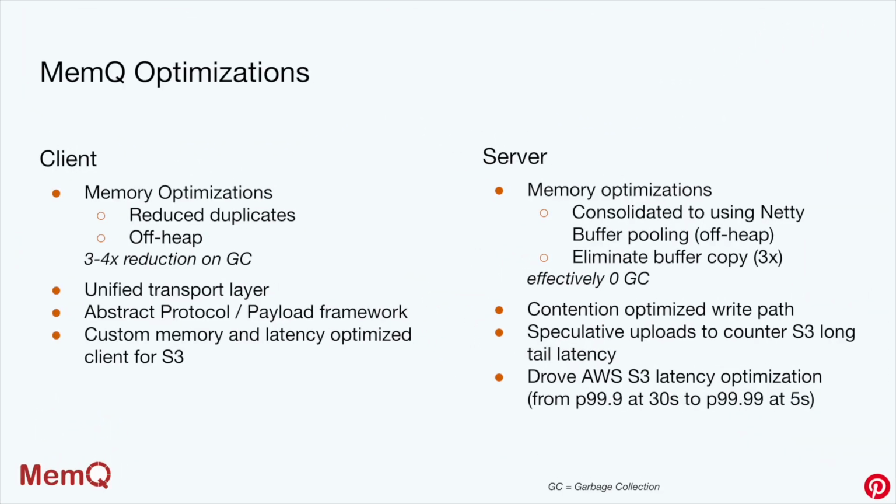So how did we make MemQ happen? What are the optimizations we did? We reduced several copies of the data that were originally existent in memory to allow us to reduce our garbage collection. This was done both on the client and the server side. And on the server side, we were able to get effective zero garbage collection. We also did several contention optimizations by salting of the write paths that enabled us to reduce latencies on Amazon S3. And we also did speculative uploads that allowed us to counter long tail latencies that we see on Amazon S3.